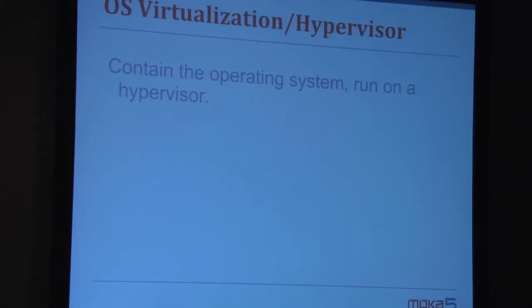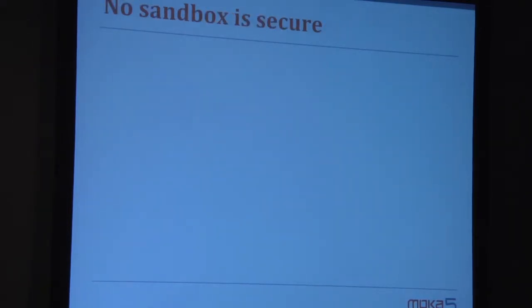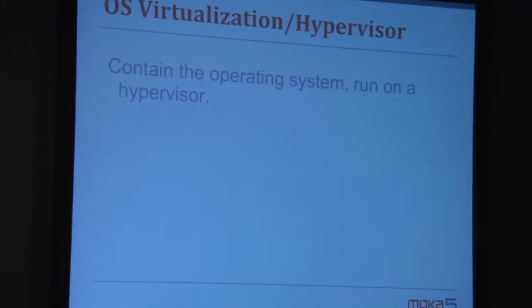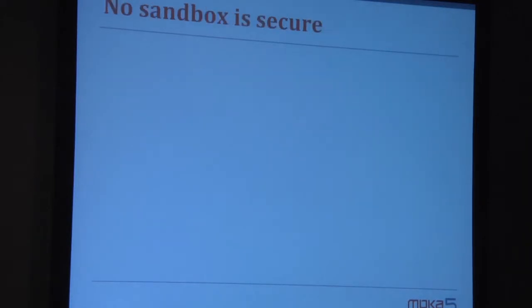The last technique I'll talk about is operating system virtualization, or a hypervisor. Basically, you contain the entire operating system and then run it on a hypervisor layer. Examples are VMware, VirtualBox, Xen, or Hyper-V. Bromium uses something similar to this as well. So those are the five top general techniques for doing these.